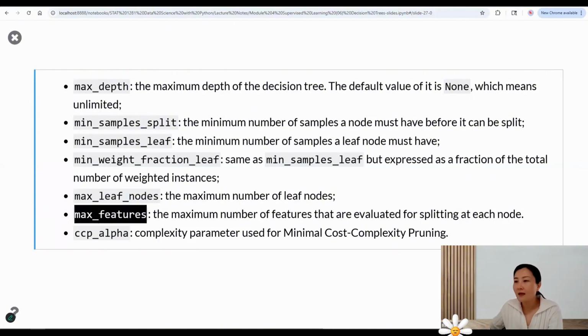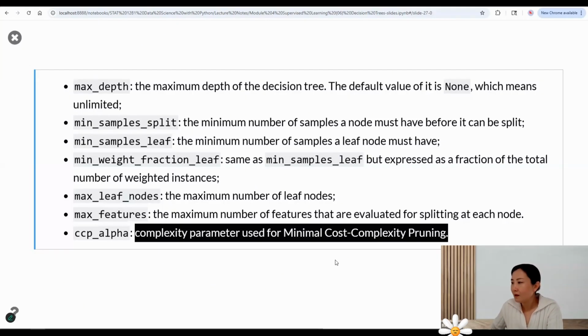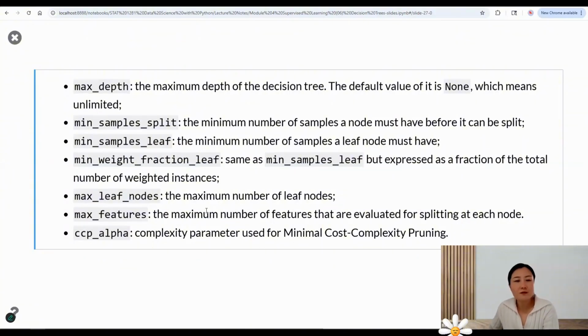Okay. And last one is CCP alpha. So this is a complexity parameter used for minimum cost complexity tuning. The actual formula for this is unknown. It's kind of like a black box. But anyway, we can just understand it that it is a way to control the complexity of the tree.